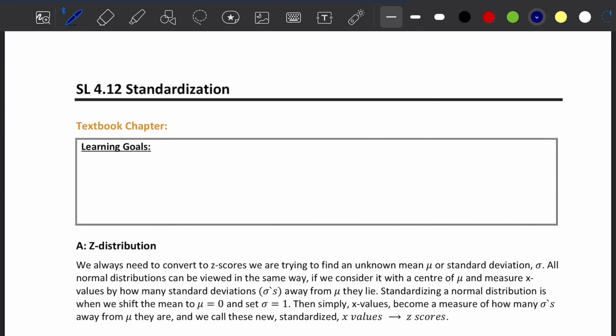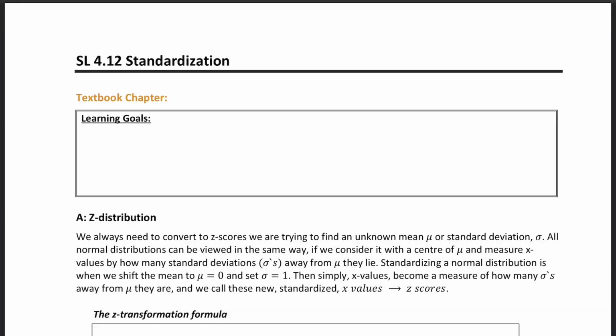SL 4.12 Standardization. In today's video, we will be discussing standard normal distribution. In the previous section, we already discussed that when we have normally distributed data, its graph will always look bell-shaped like this, okay? Its center is always the mean value, and we describe the distribution of the data using the standard deviation. So one standard deviation away, two standard deviations away, or three standard deviations away, and the same thing on the left hand side like this, right?